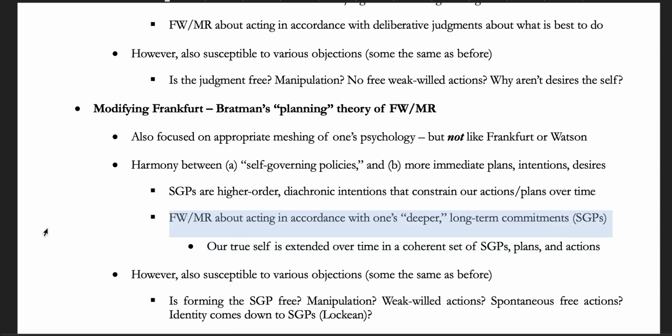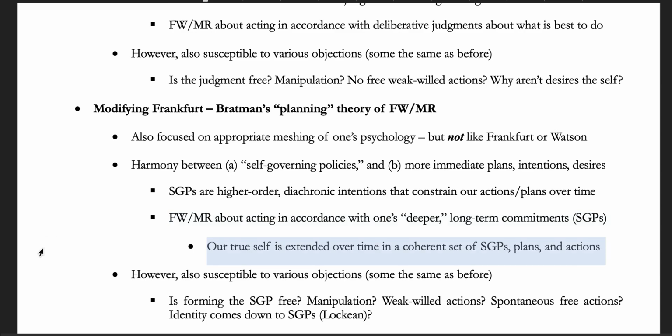Right? So our true self then, let me go back. Free will and moral responsibility is about acting in accordance with your deep, long-term commitments, plans, and intentions about who you want to be. Our true self is extended over time, for Bratman, in a coherent set of these self-governing policies. So these self-governing policies that we form about how we want to be, and that last over time and help constrain the way in which we act in particular moments, that's really what our true self is.